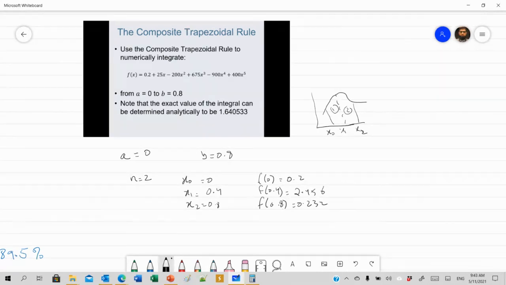Now the composite rule says that the integral is approximately equal to, b minus a now becomes h over 2. H is the distance between any 2 points, so 0.4 minus 0, which is 0.4, or h is 0.8 minus 0.4, which is still 0.4. It has to be the same. So h is 0.4 over 2. The endpoints, you add the function value once.